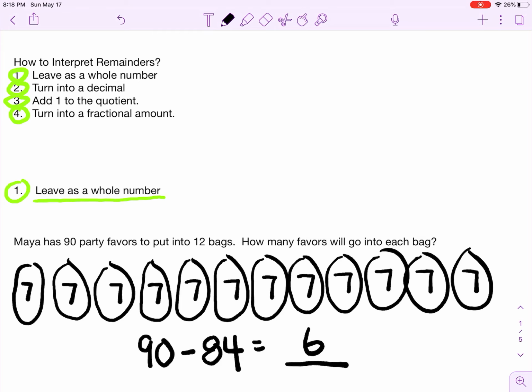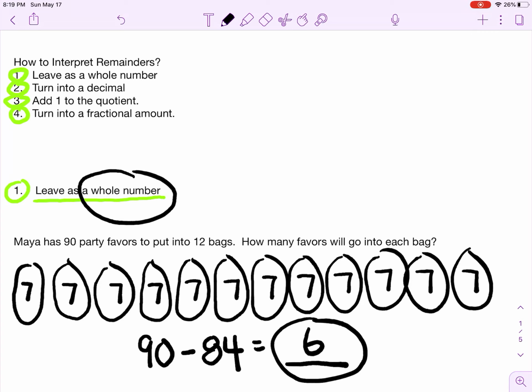So in this case, I'm just going to leave those 6 extra party favors out. I'm not, unfortunately, going to be able to put those into my bags, and they're just going to be left as an extra set of whole numbers. 6 extra party favors. Maybe I can save them for something else that I might do at another time with another party favor bag. But for right now, those 6 party favors will just be left out of the bags, and each bag will get 7 party favors.